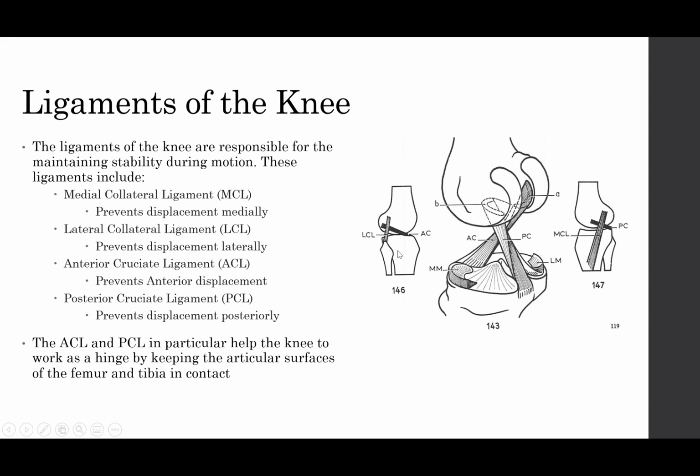The knee is made up of several ligaments that serve as primary stabilizers during static loading and dynamic motion. These ligaments include the medial collateral ligament, the lateral collateral ligament, the anterior cruciate ligament, and the posterior cruciate ligament. Specifically, the MCL and LCL aid in preventing medial and lateral displacement, while the ACL and PCL prevent anterior and posterior displacement. The ACL and PCL also help in keeping the articulating surfaces in contact during flexion and extension.